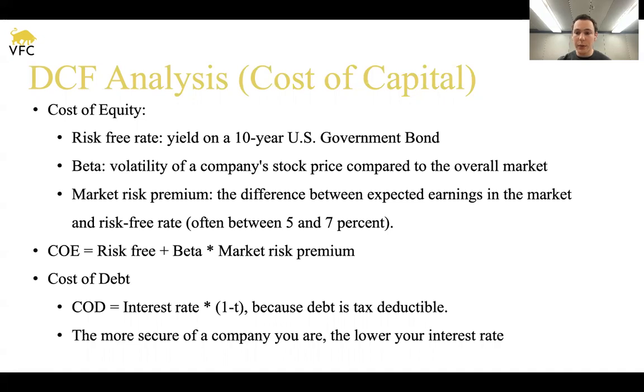Next, you're going to calculate the risk premium, which is the difference between expected earnings in the market and the risk-free rate, which is usually around 5 to 7%. And finally, you add all of those items together to get the cost of equity. Cost of debt is definitely simpler and more intuitive. You just find the interest rate that the company would pay out on a debt instrument, such as yield on a corporate bond, and you multiply it by 1 minus the tax rate, because debt is tax deductible. And less risky companies will have a lower interest rate and therefore a lower cost of debt.